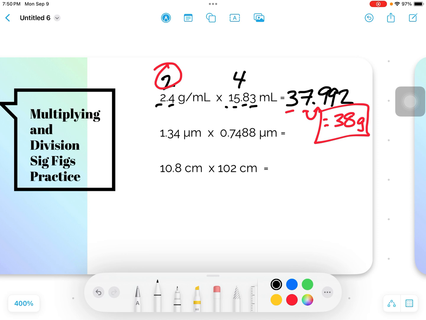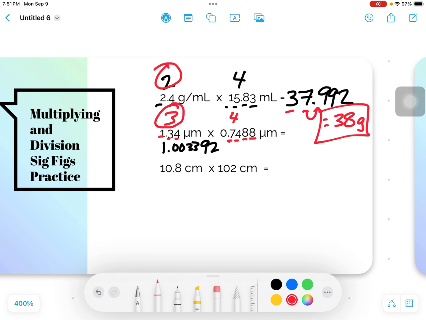micrometers times 0.7488 micrometers. So when you multiply those two numbers together, you should get an answer of 1.003392. Now we need to figure out how many sig figs are in each one. So we have 1, 3, 4, so there are 3 sig figs here. We know this 0 is not significant, so we have 1, 2, 3, 4. So we have 4 sig figs here. So we always go to our least amount, which would be 3.